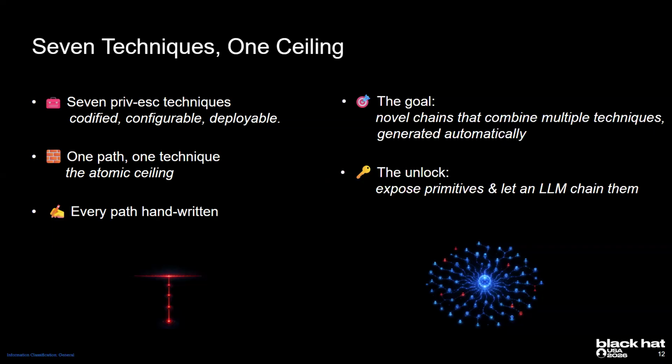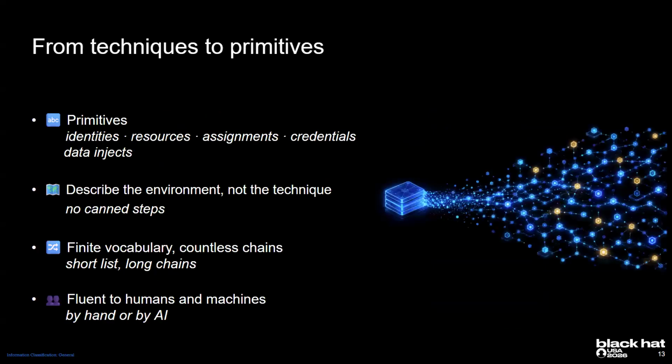One thing that I learned is that we needed to move away from describing techniques in the YAML and rather expose primitives underneath. So the identities, the resources, the permissions, expose these primitives to LLMs and let AI compose them into paths. So let's talk about that.